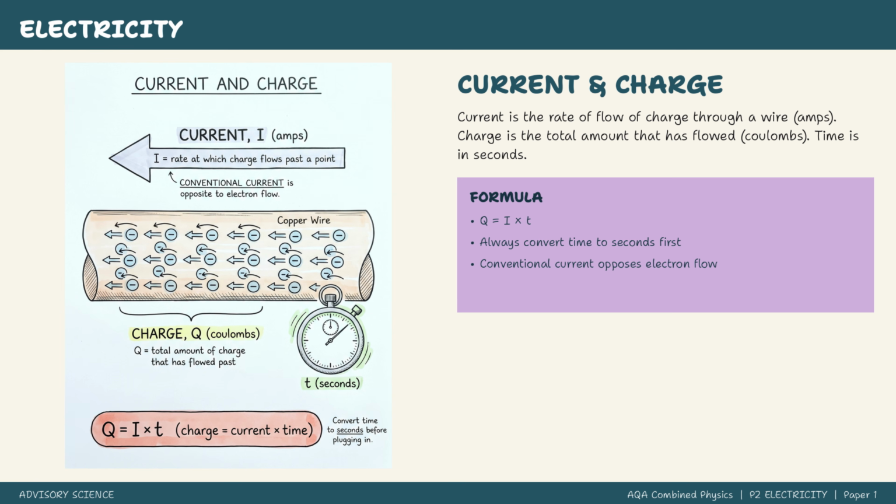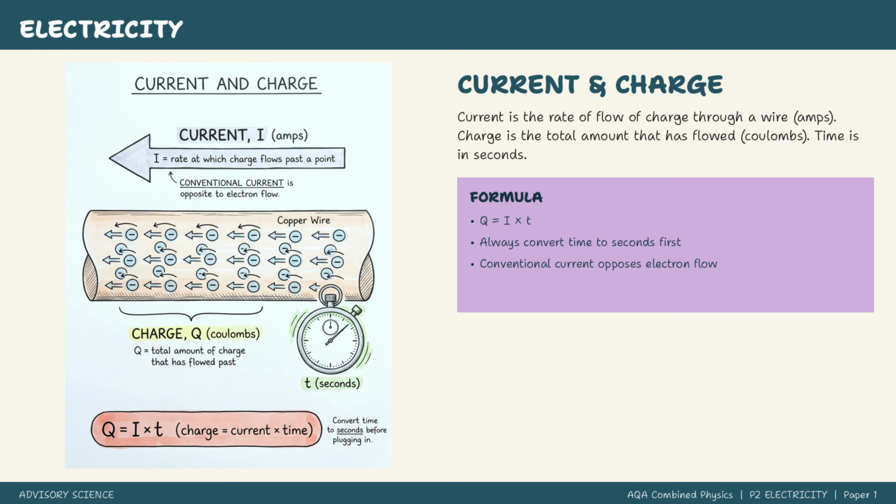To calculate the movement of these particles, you use the formula where charge flow equals current multiplied by time. Charge is measured in coulombs, current in amperes, and time in seconds. Current represents the speed of the traffic, while charge is the actual amount of electrical stuff that passed by.